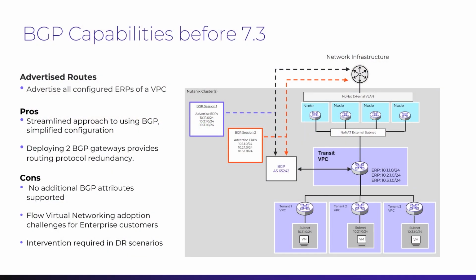In Flow Virtual Networking, we utilize the BGP protocol to dynamically advertise and receive routing information with external network infrastructure. Up until this release, Flow Virtual Networking had the core BGP functionality, but was missing some of the features that the largest enterprises relied on.